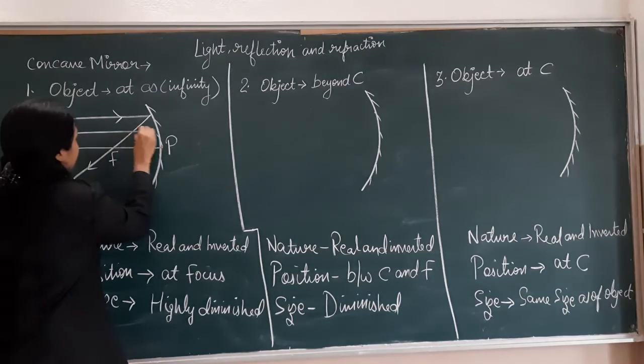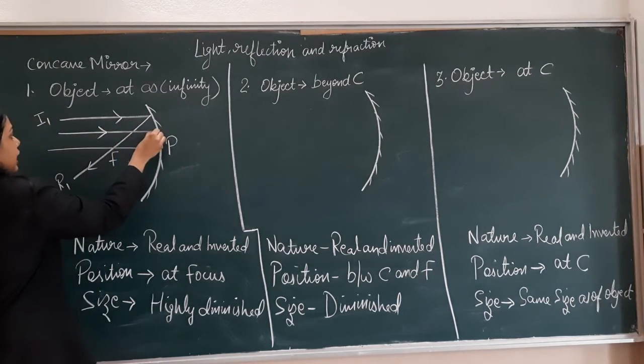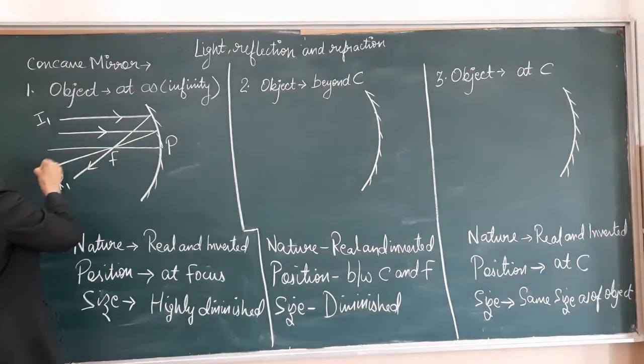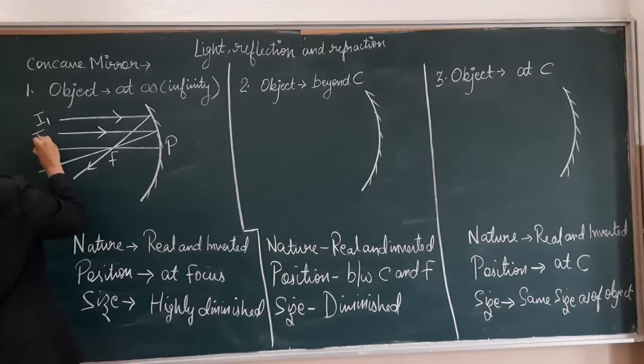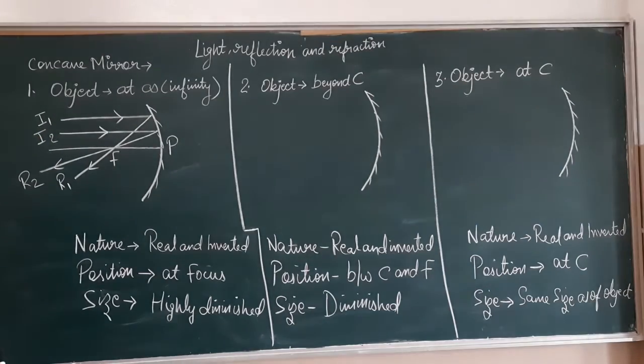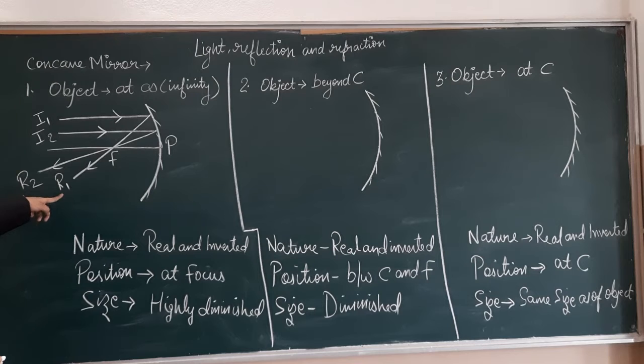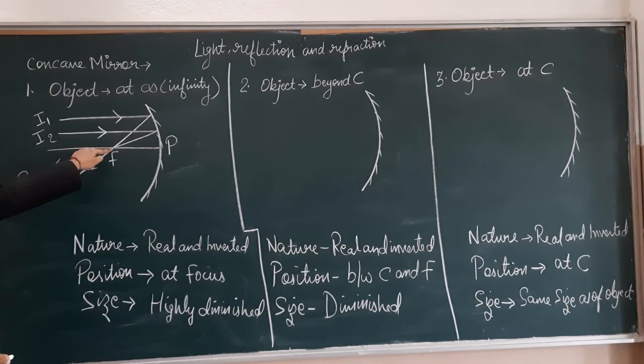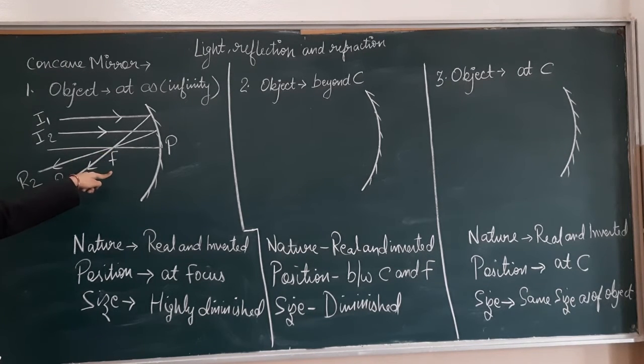Another ray parallel to the principal axis will also pass through the focus. So this is the second incident ray and this is the second reflected ray. As I said, the image is formed by the intersection of two reflected rays. These two rays are intersecting at this point, which is the focus. So the image will form at the focus.